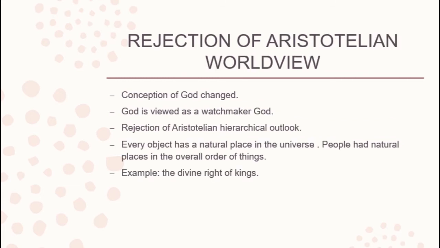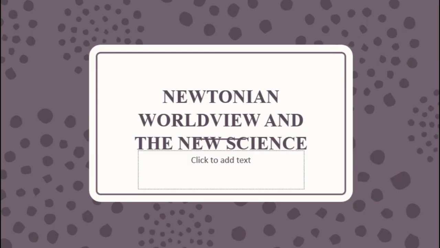Rejection of the Aristotelian worldview. The conception of God changes. God is viewed as a watchmaker God. Rejection of the Aristotelian hierarchical outlook: every object has a natural place in the universe. People had natural places in the overall order of things, for example, the divine right of things.